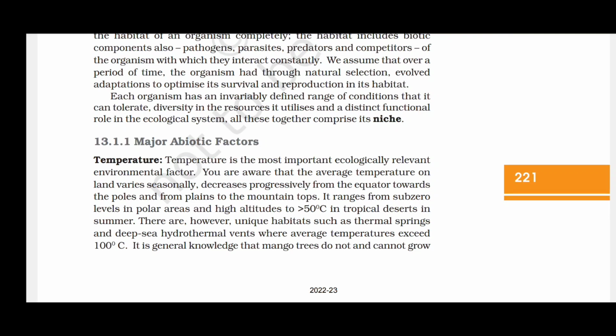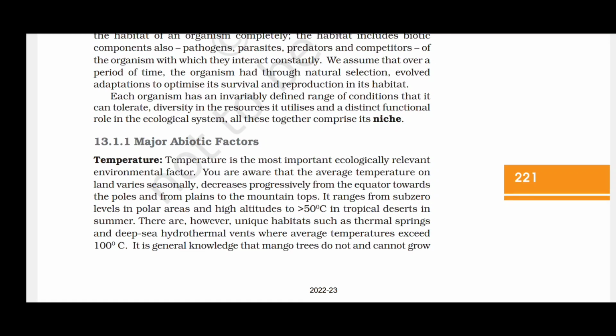Major abiotic factors. Temperature. Temperature is the most important ecologically relevant environmental factor. You are aware that the average temperature on the land varies seasonally, decreases progressively from the equator towards the pole, and from plain to the mountain tops. It ranges from sub zero levels in polar areas and high altitudes to greater than 50 degrees Celsius in tropical deserts in summer. There are, however, unique habitats such as thermal springs and deep sea hydrothermal vents where average temperature exceeds 100 degrees Celsius.